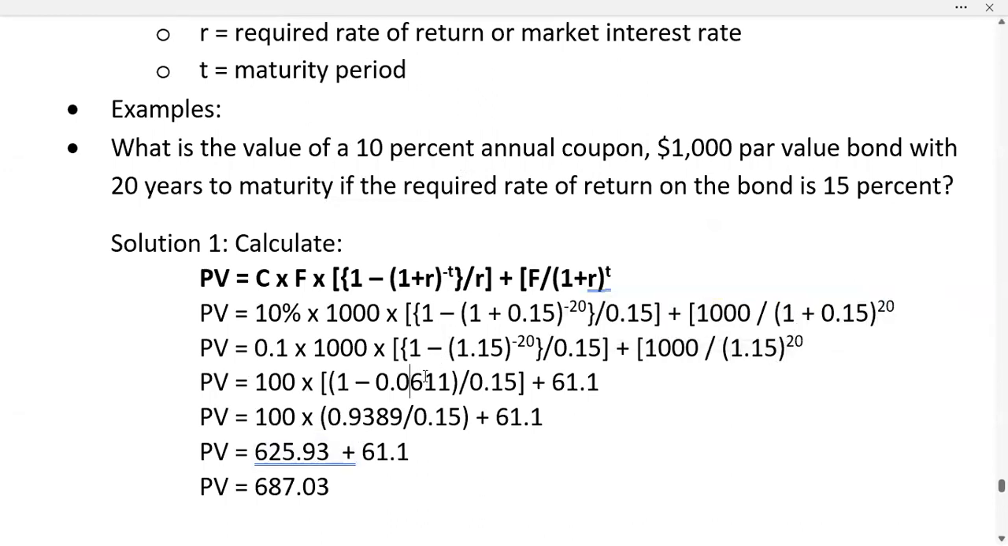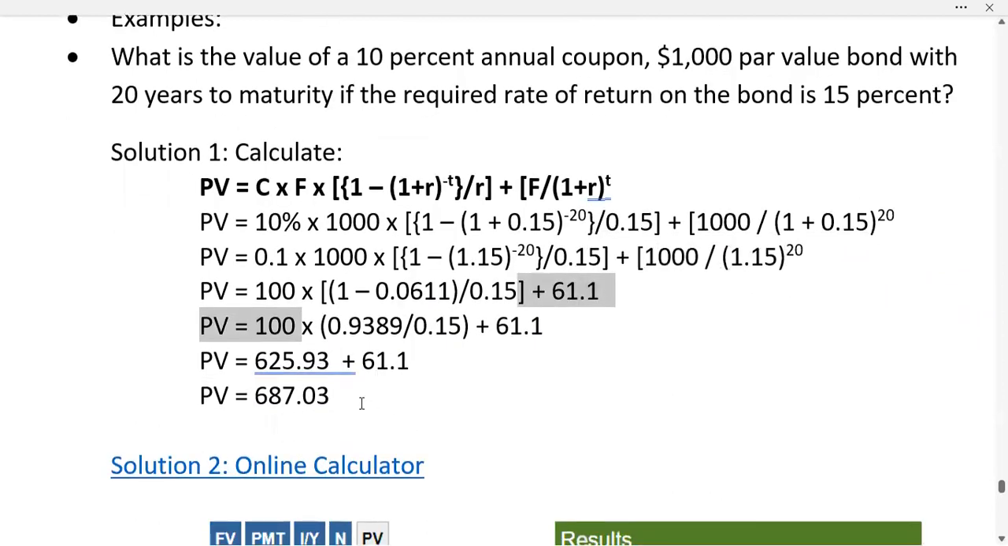When you calculate all of this, 1.15 to the negative 20 will result in 0.0611, and 1.15 to the 20 will result in 16.37. So 1,000 divided by this will result in 61.1. Further calculations will give you an answer of $687.03. That's how you can calculate it.